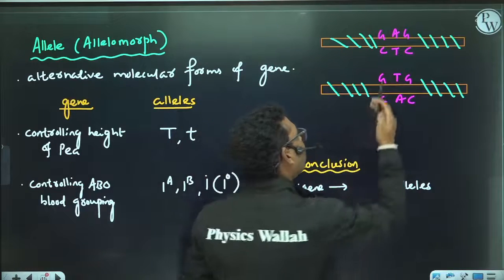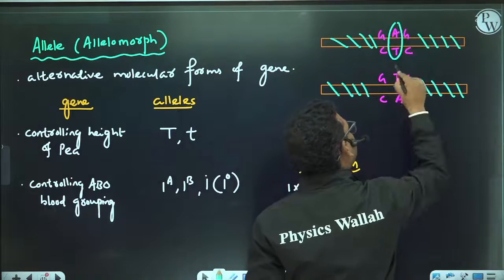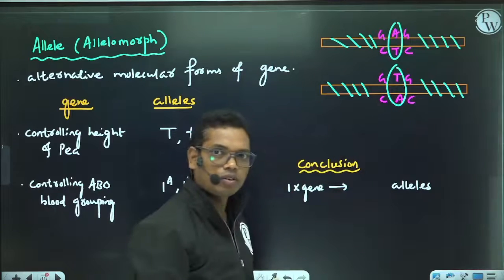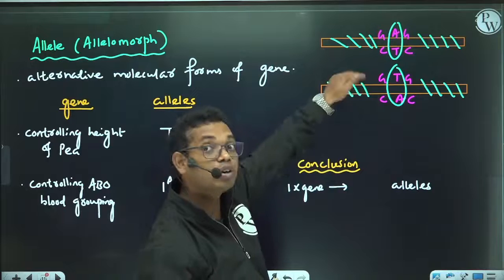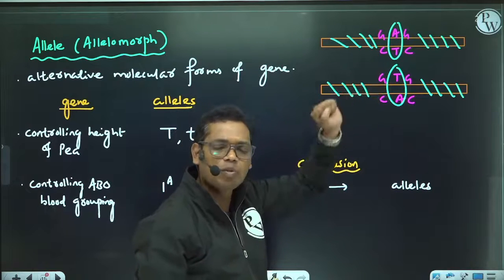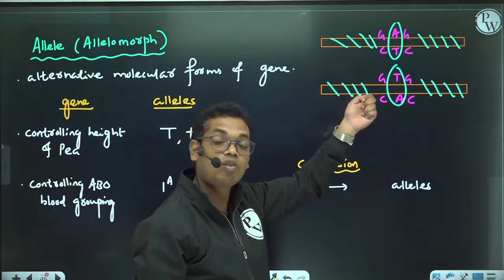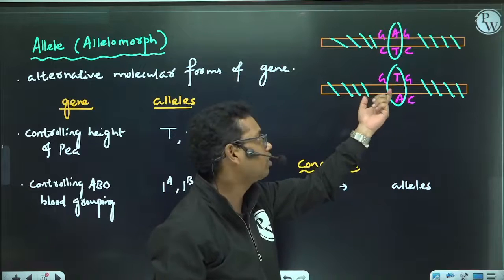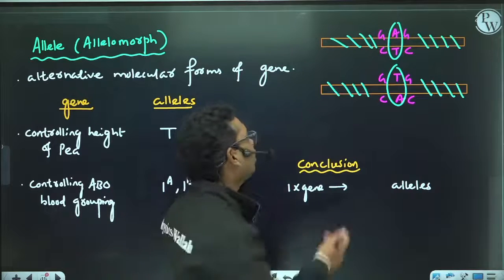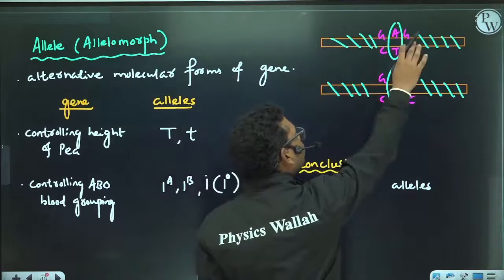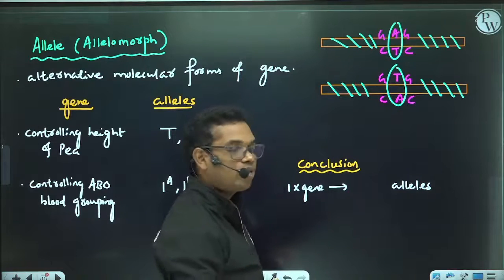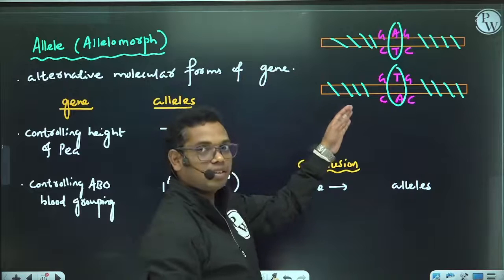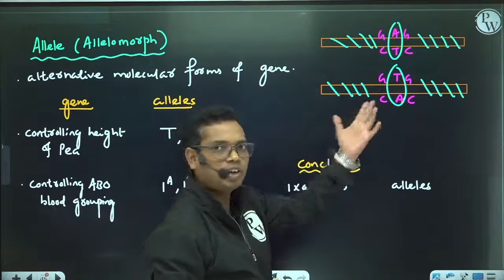Here I have an AT base pair and here I have a TA base pair. These are called alleles, or different molecular forms of this DNA molecule, and a different molecular form of the DNA or gene is basically called an allele. Suppose this is the normal beta gene forming the beta chain, and this is the sickle cell hemoglobin forming beta gene.